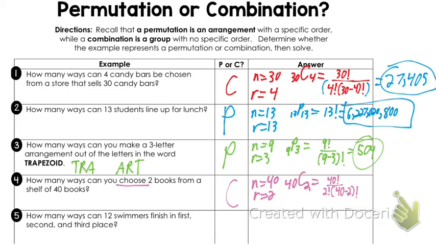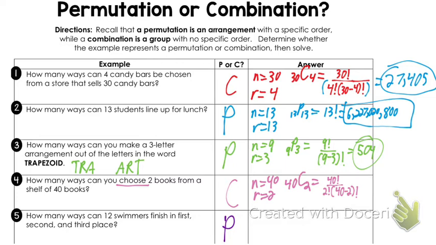Number 5. How many ways can 12 swimmers finish in first, second, third place? Go ahead and write down whether you think it's permutation or combination, whether or not the order matters. All right, what are we thinking here? Brady? P, okay, I agree. Permutation. If they are in a race or competition, are you trying to win? Probably. Is there a difference between first, second place and second, third? Yeah, there is. So the order definitely matters here.